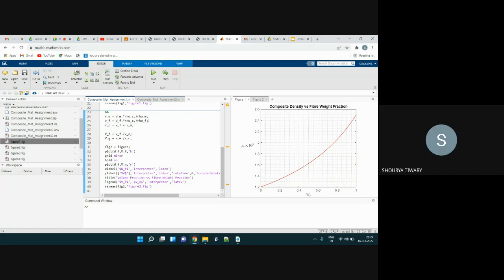I think capital VF is the volume fraction. Sorry, the volumes. What am I missing here?